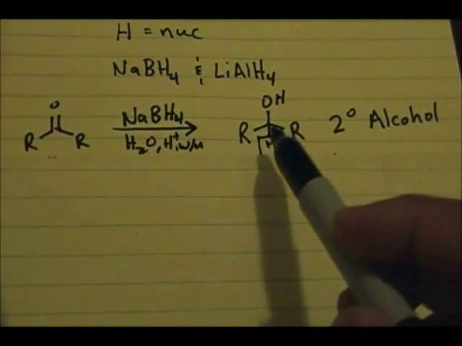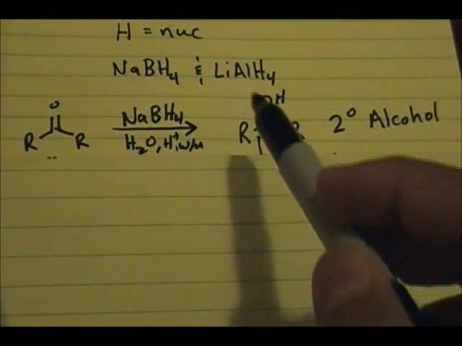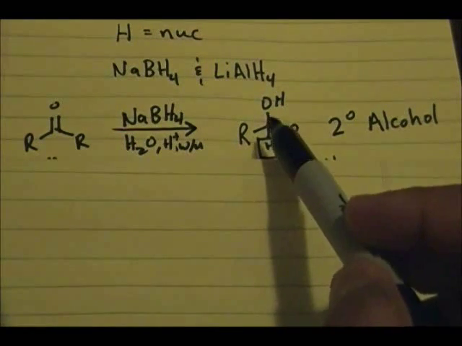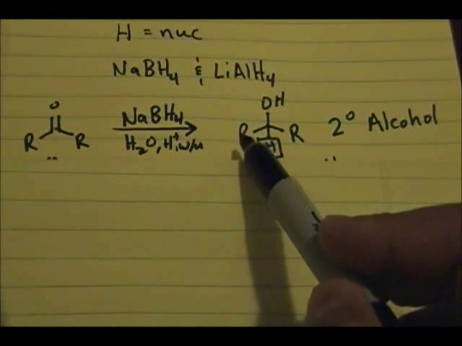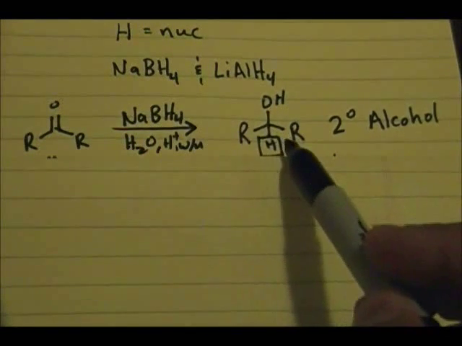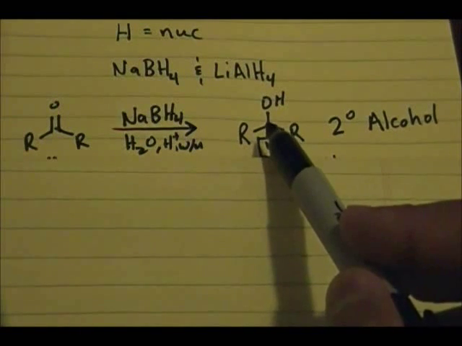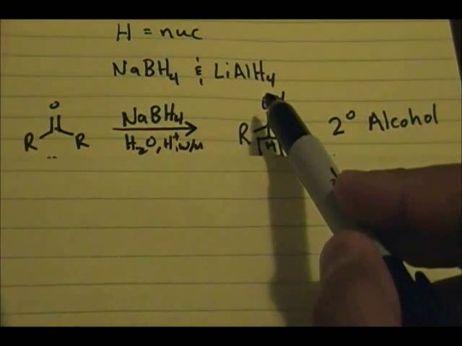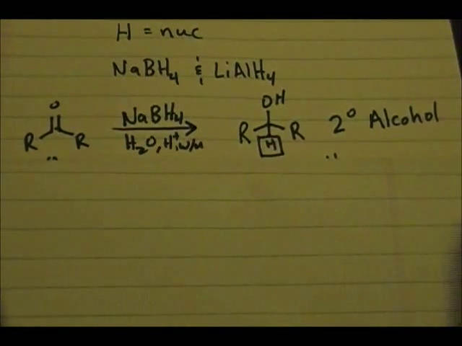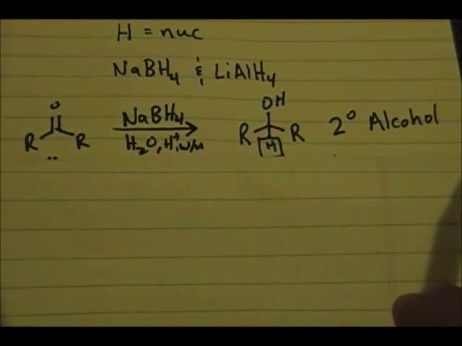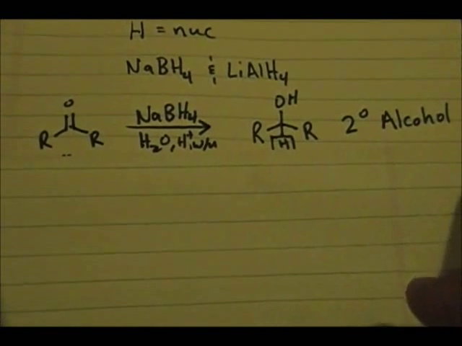And again, how you can determine if this is a secondary, primary, or tertiary alcohol, you look at the carbon directly attached to the oxygen. Since the carbon is attached to two other carbon groups, we say that this carbon is secondary, so we say that the oxygen is also secondary since it's attached to a secondary carbon. Okay? And that's the way you determine if your alcohol is primary, secondary, or tertiary.